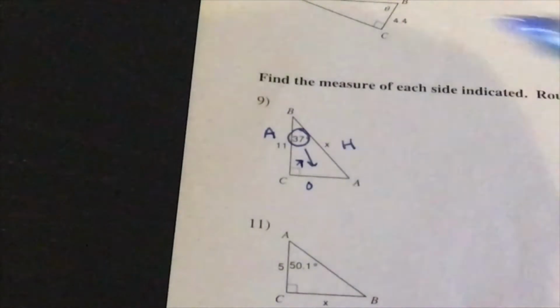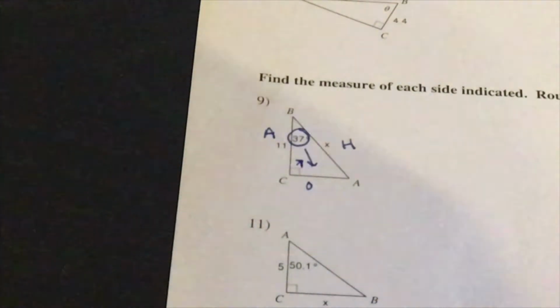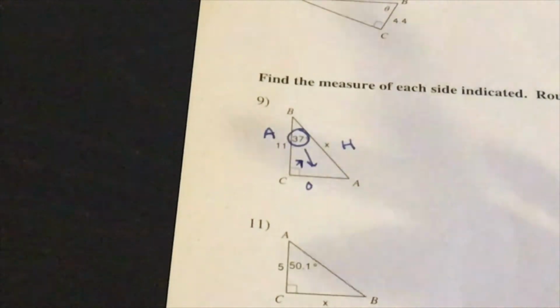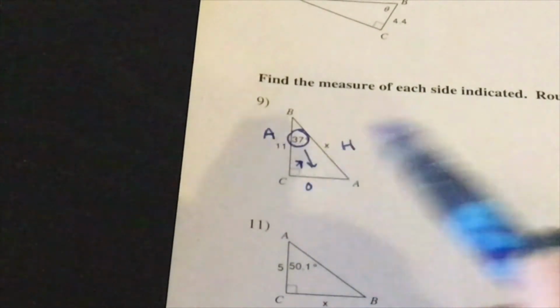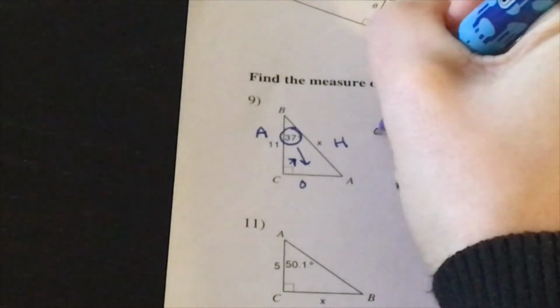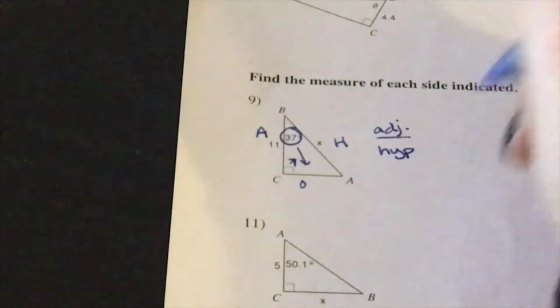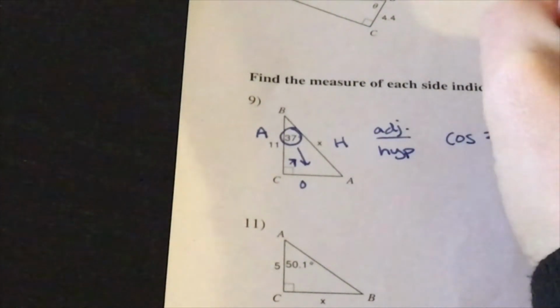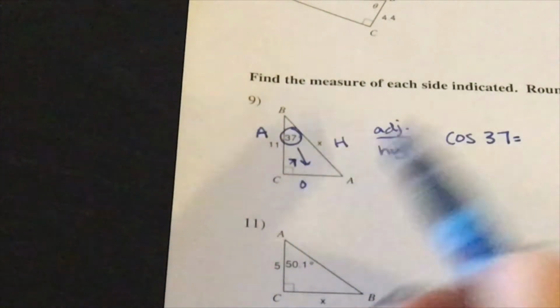I don't have anything labeled on my opposite side, so it's probably not what I need to think about. Interestingly enough, adjacent is labeled and hypotenuse is the one that I want to know. So in this case, we are again using cosine. That's just a coincidence. So the cosine of 37 equals adjacent over hypotenuse, 11 over x.